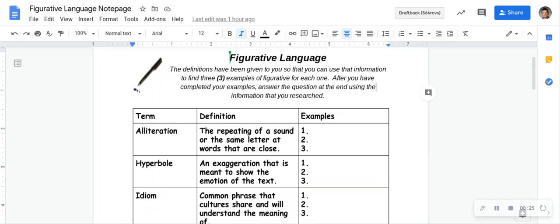Now you need to go find 3 examples of each, okay? You need to find 3 examples of each. That way you can start to retain what each one is.